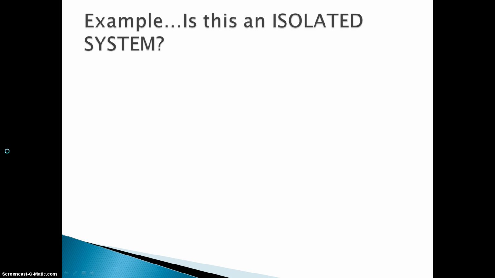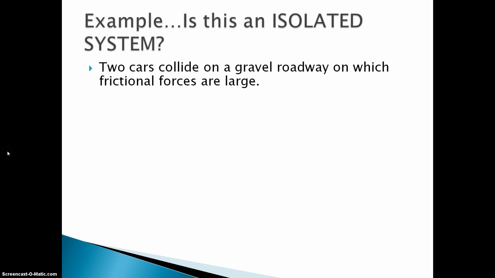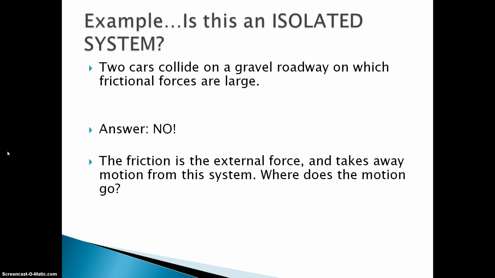So, here's an example. Is this an isolated system? 2 cars collided on a gravel roadway on which frictional forces are very large. Is that an isolated system? Pause, think to yourself. Okay, you're back. We're going to say, no, it's not an isolated system. Your system here is probably going to be the 2 cars hitting each other. But the friction is the external force, and the friction takes away motion from the system.